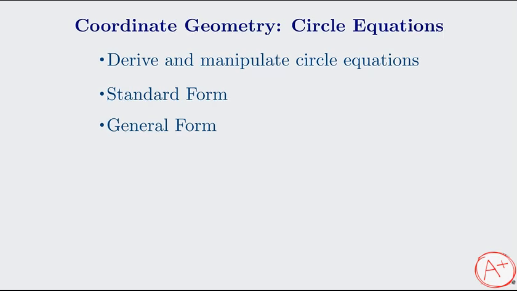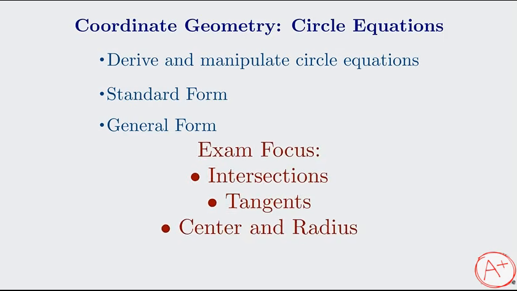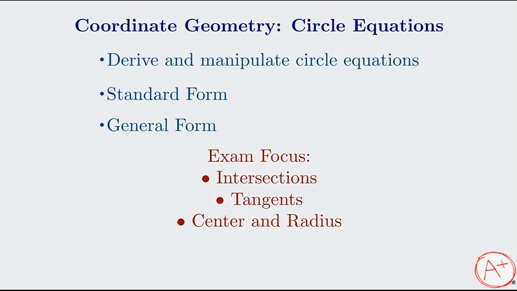Understanding circles is essential for the Cambridge 9709 Pure Mathematics 1 syllabus, as these concepts frequently appear in questions involving intersections with lines, tangents, and coordinate proofs. Mastering these forms allows you to identify key properties, like the center and radius, instantly, which is a vital skill for securing top marks in your examination.